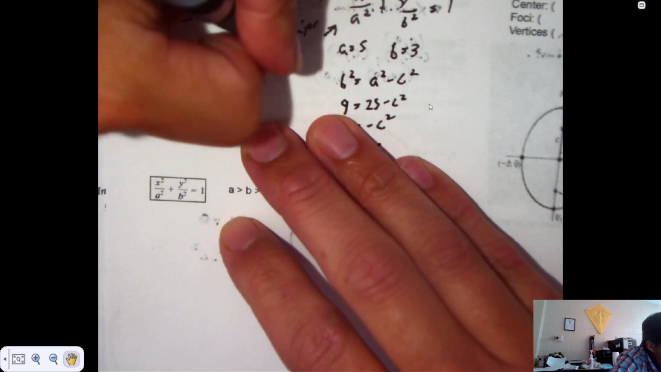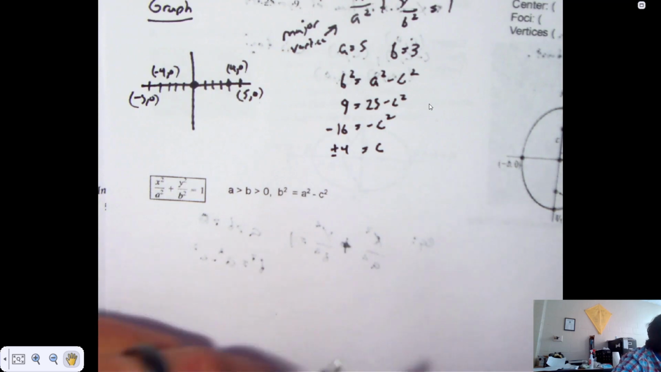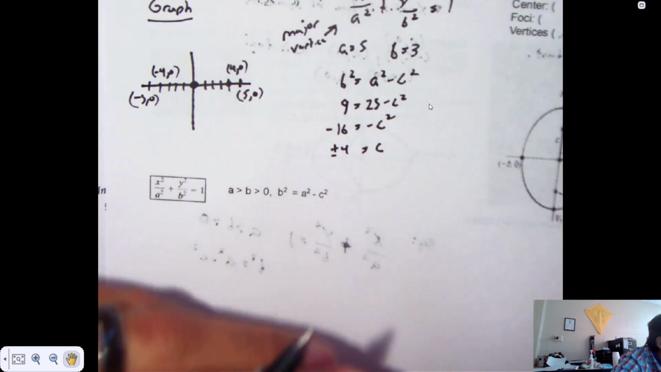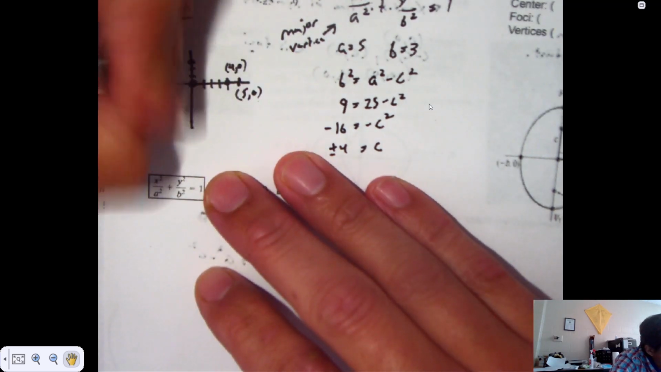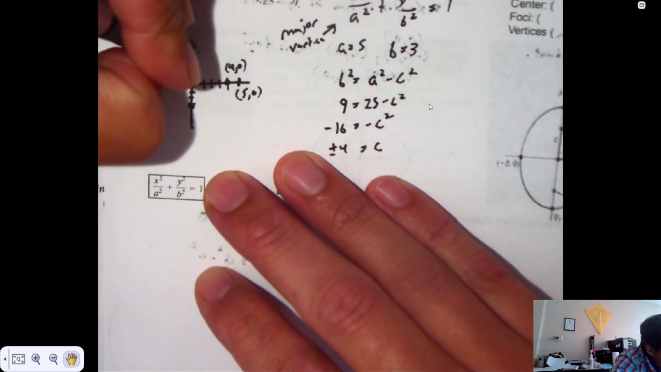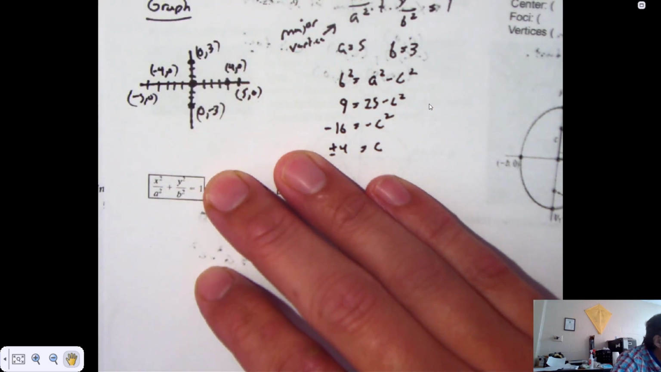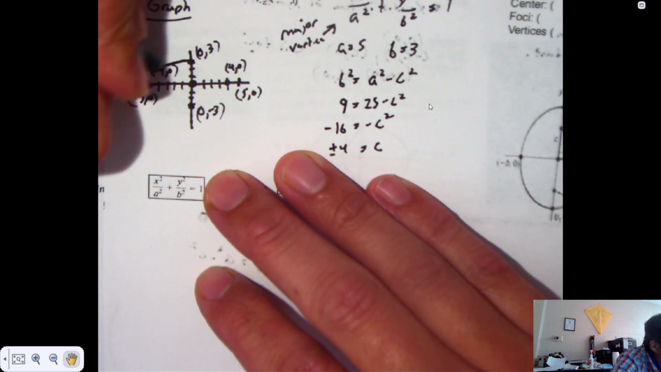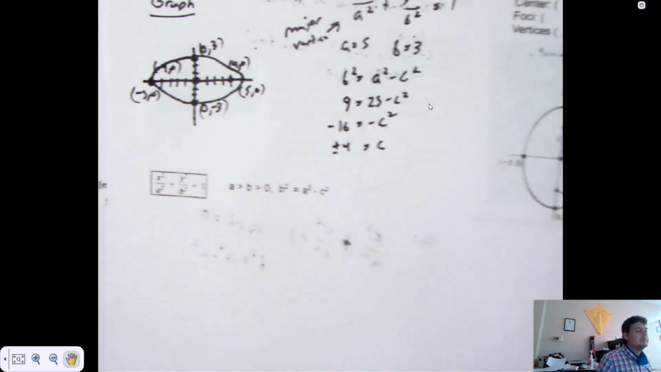A is a major vertex on this one. B is a minor vertex. On the y-axis, how many units do you go up and down? 3. So you got one at 0, 3, and you got one at 0, negative 3. And you have everything you need to draw an ellipse. So draw your lemon or your football, whatever yours looks like. There you go. So that was x-axis major.